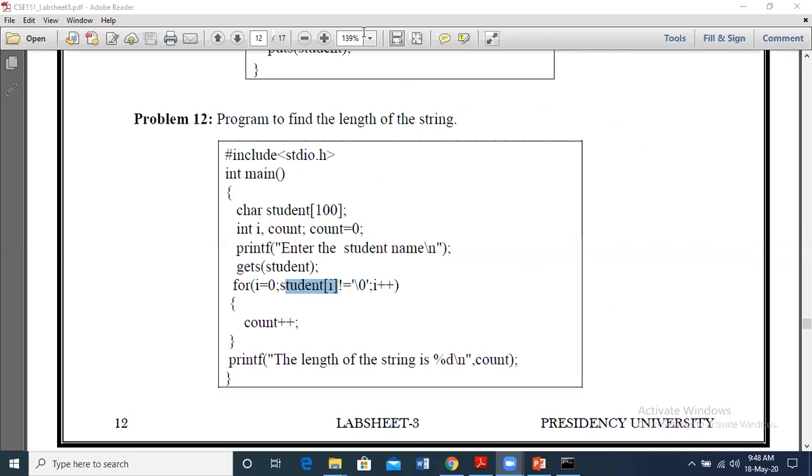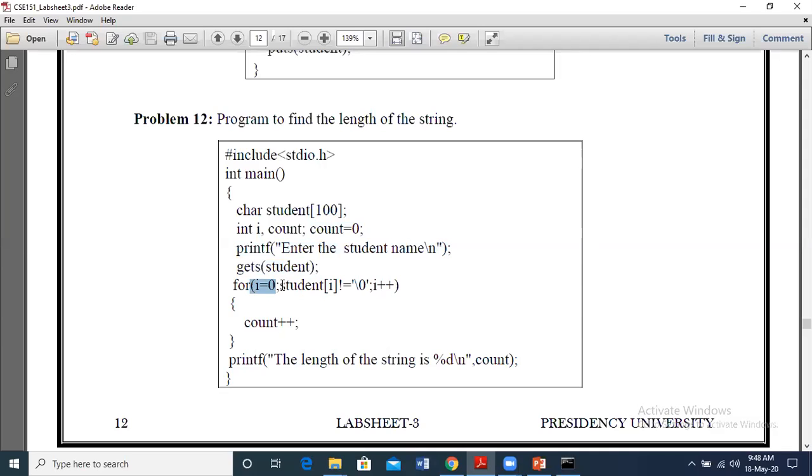Yes, ma'am. Here we have taken int i and count, which is the first declaration statement. In the same line, we have initialized count equal to 0, right? So this also is possible. These are two different lines; count equal to 0 can be written in a new line or in the same line. Next we are taking input for the student, and index i starts from 0.